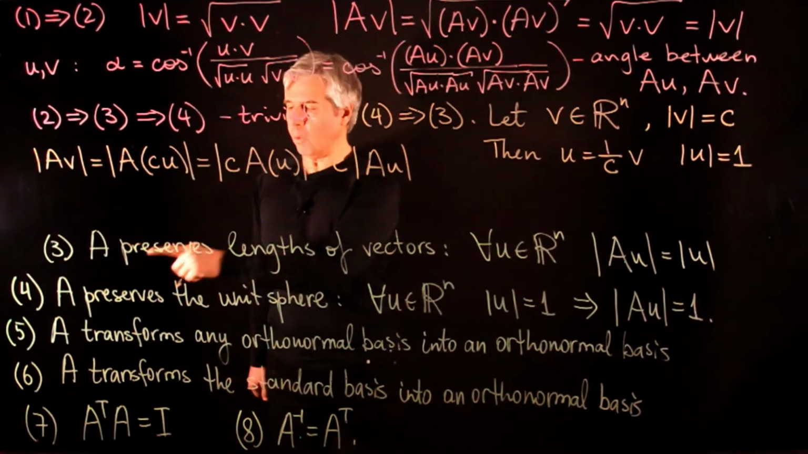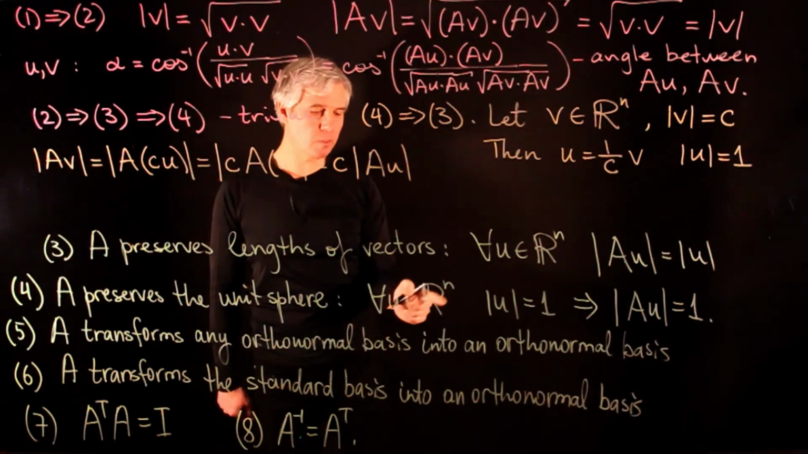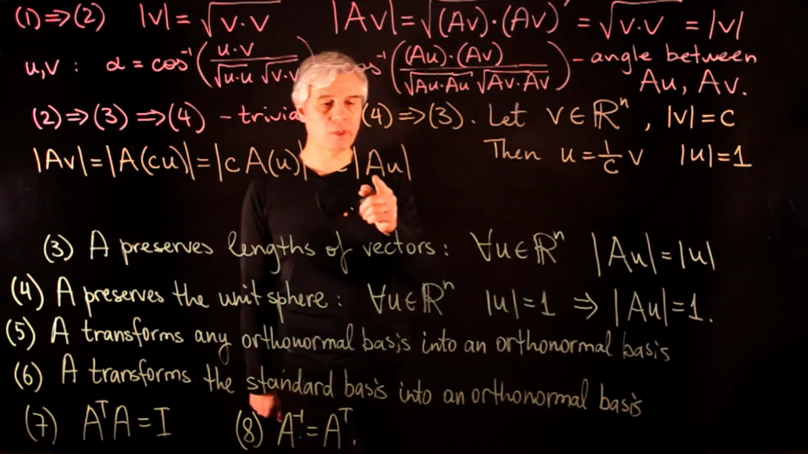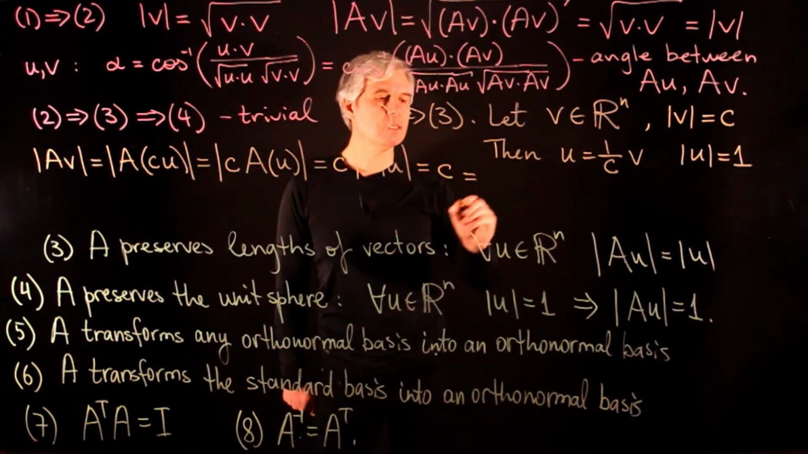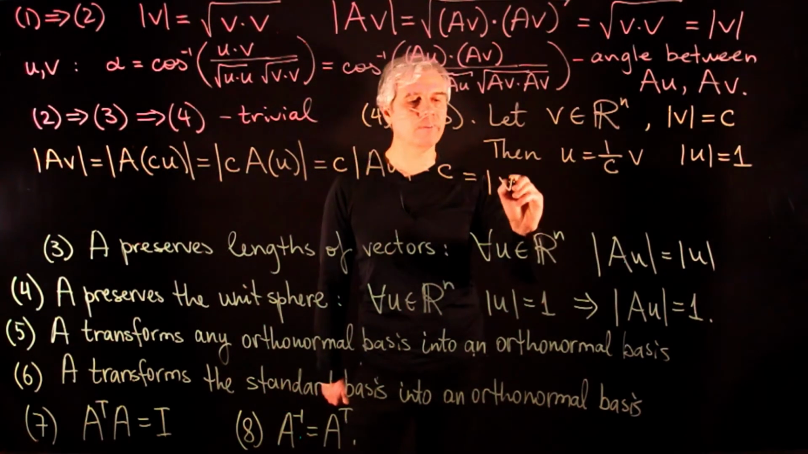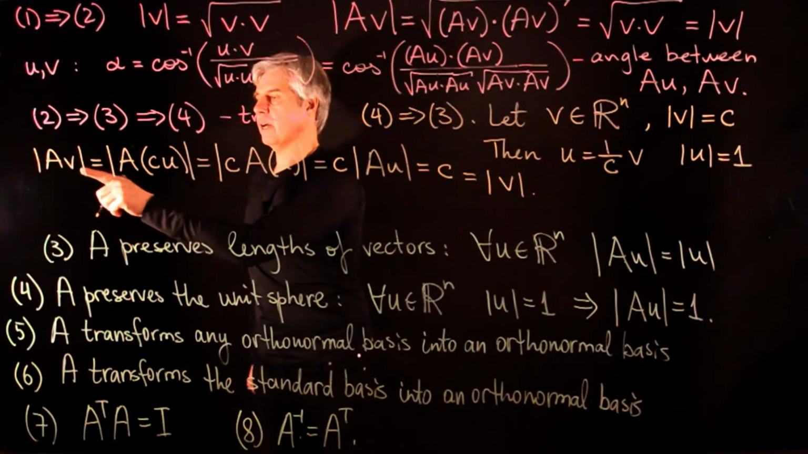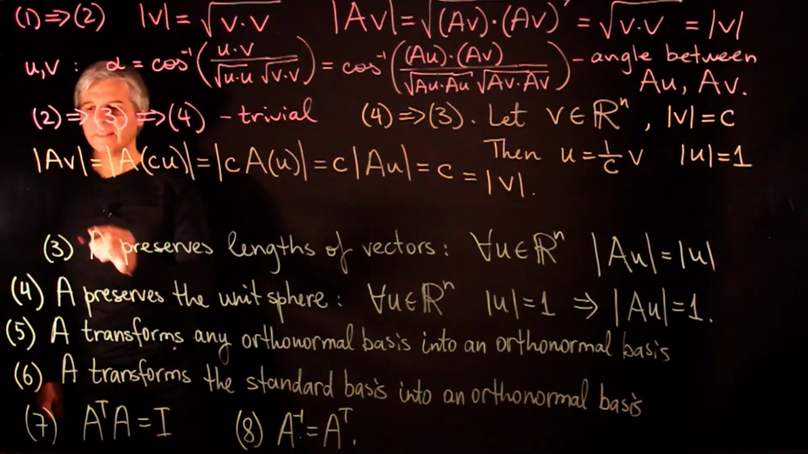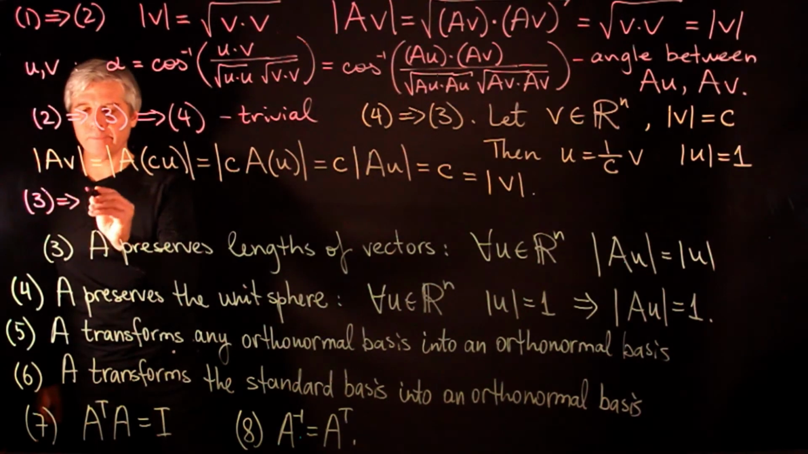But by 4, we know that A preserves the unit sphere. So the length of AU is equal to 1. So this is c, and this is the length of vector v. And here we see that the length of a vector v is preserved. Let us now show that 3 implies 1.